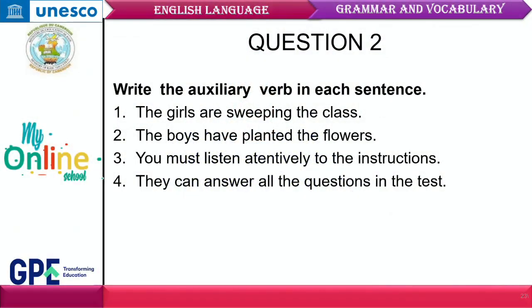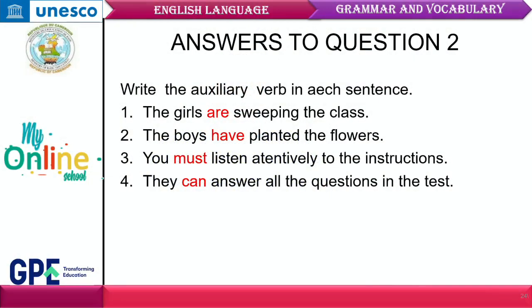Next exercise. Write the auxiliary verb in each sentence. The girls are sweeping the class. The boys have planted the flowers. You must listen attentively to the instructions. They can answer all the questions in the test. Write the auxiliary or helping verb in each sentence.